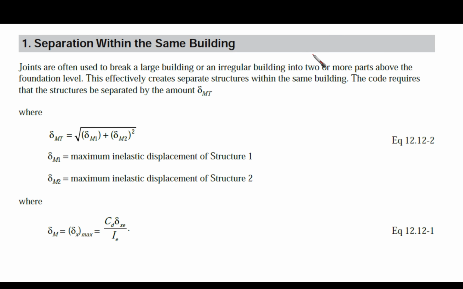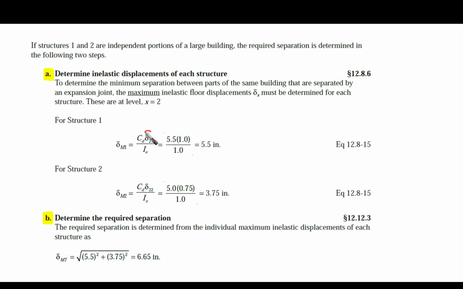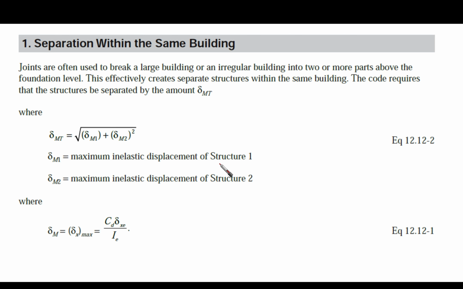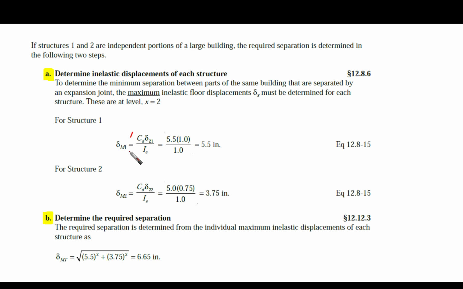So now we have obtained delta 2-1 at floor level number 2, and this is 1 here, and it is 0.75 for the other structure. Let's go back here. It is 1 for structure 1 and 0.75 for structure 2. We calculate this using the equation, and we find this is 5.5 and this is 3.75. Then the required separation is the sum of the square roots of both, which is 6.65.